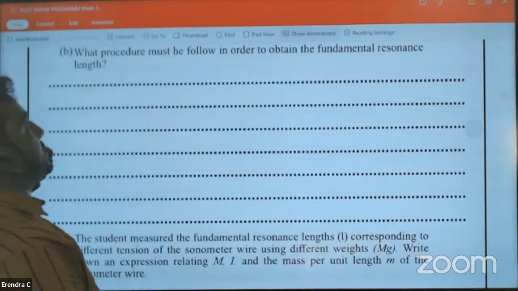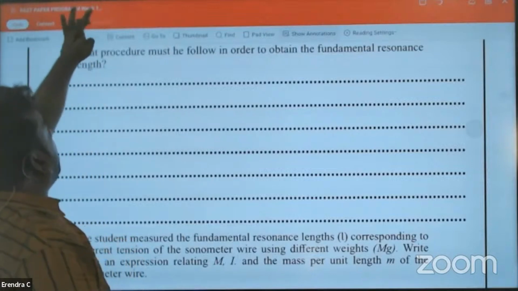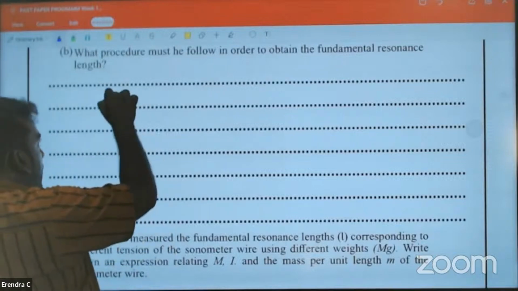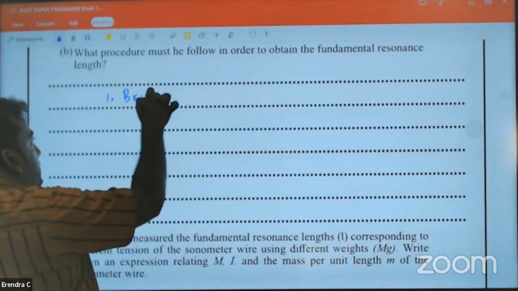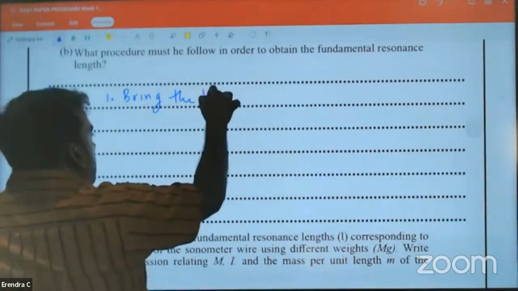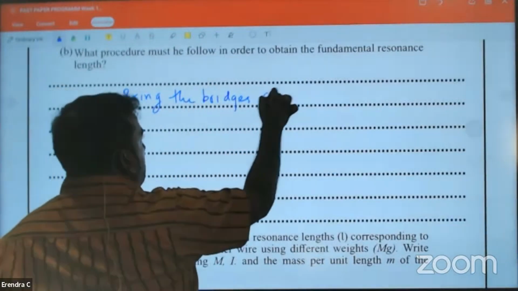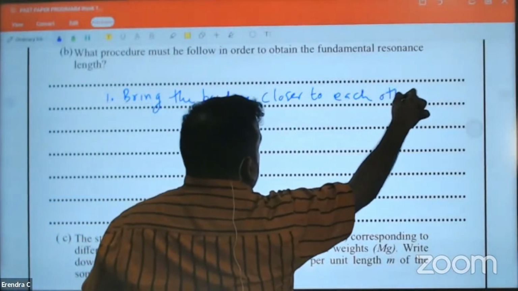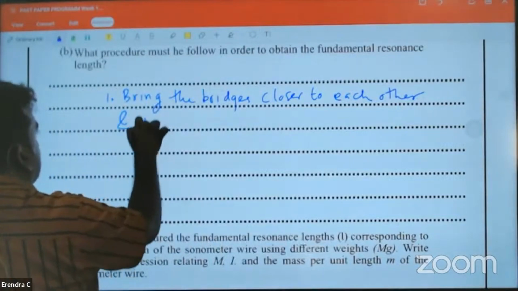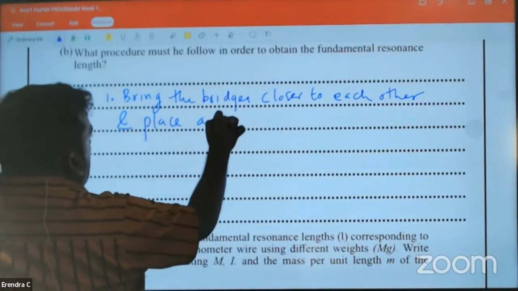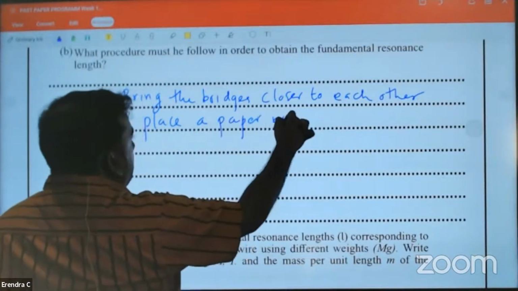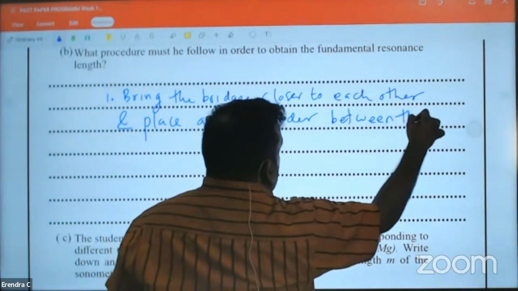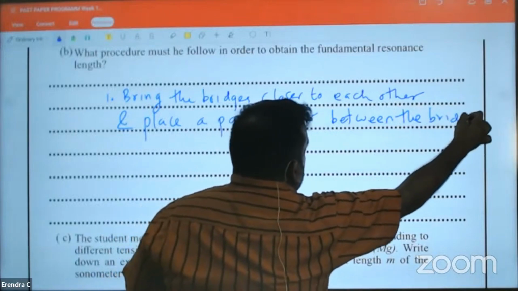What procedure must he follow to obtain the fundamental resonance? What should he do? First, bring the bridges closer to each other, and place a paper rider between the bridges.